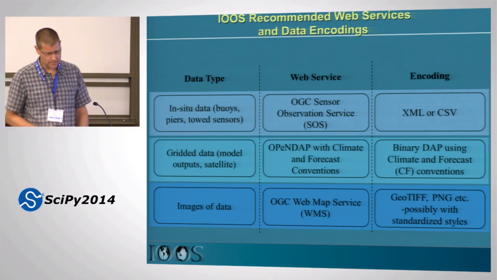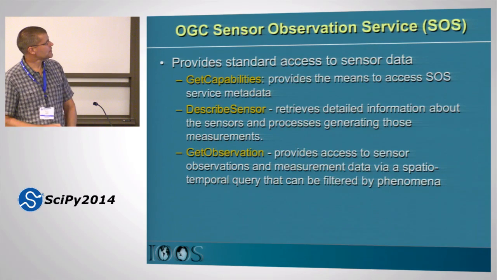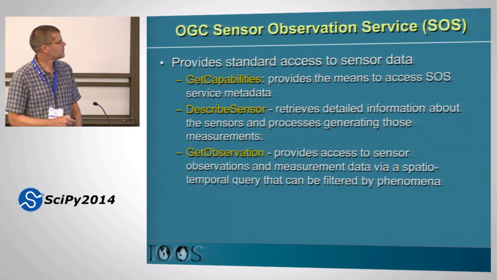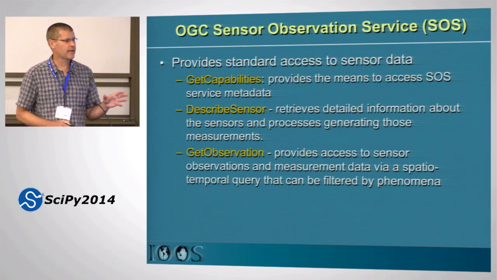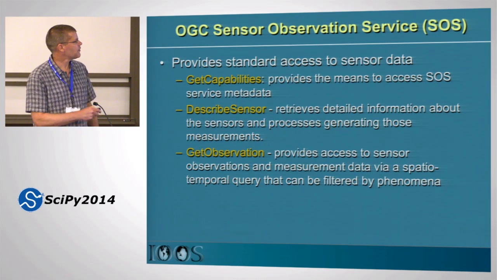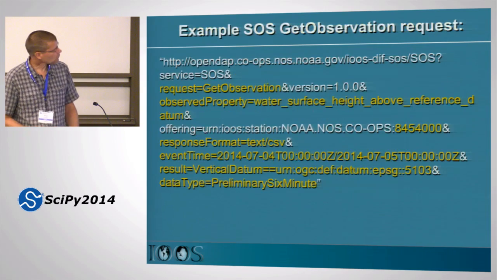And the images, I'm not going to really talk about today. So OGC sensor observation service, actually Richard mentioned this briefly, you get capabilities, and this is common to all OGC services. Then you can describe the sensor, so you can actually find out information about that particular sensor, and then you can grab data from that sensor through a GetObservation request.